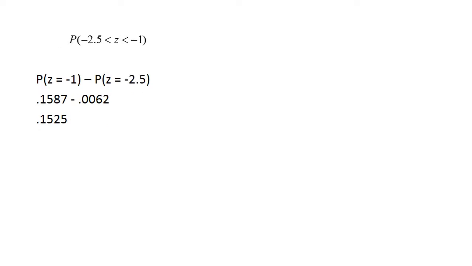Question number 5 is just like problem number 4. It too is an in-between problem. You look up your two z-scores, then you subtract your areas to end up with an answer of 0.1525.